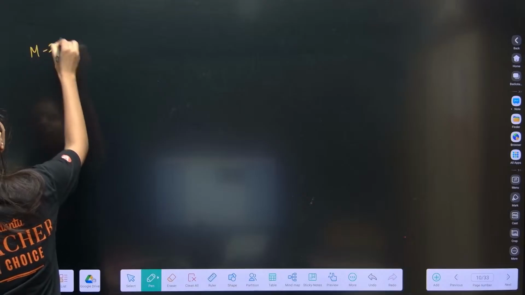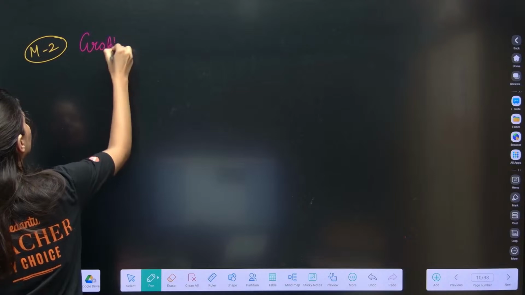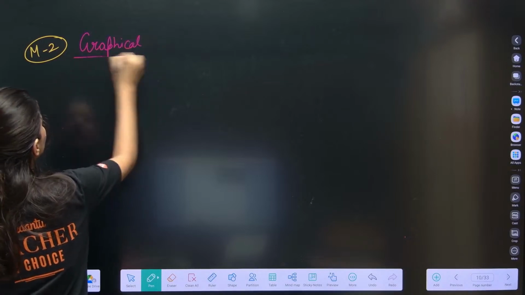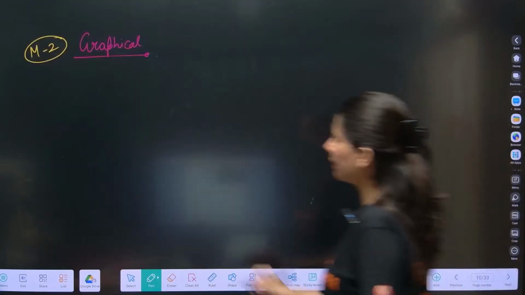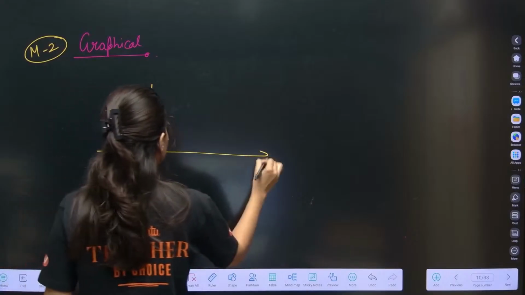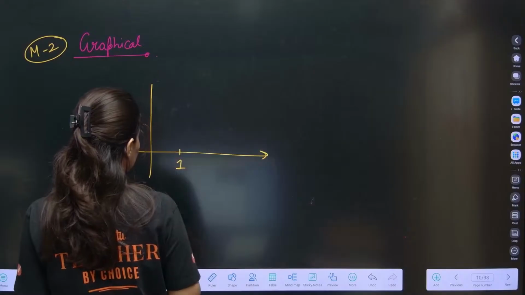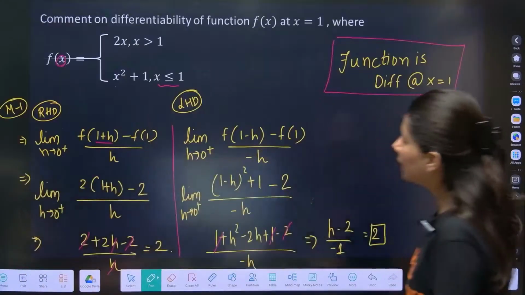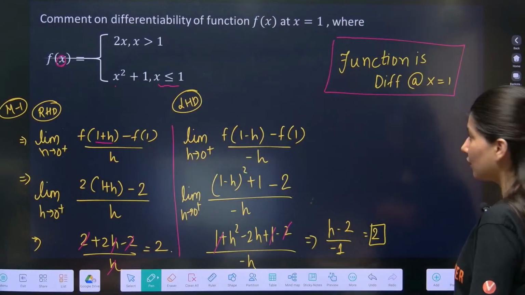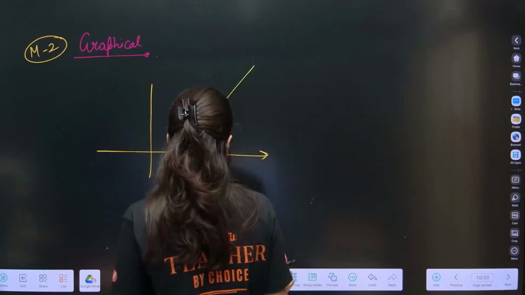Method number 2 is the graphical method. You draw the graph and that's it. So 2x for x greater than 1. For x greater than 1, there is 2x. To draw the graph for x greater than 1, 2x will look like this. And x square plus 1 for x less than or equal to 1. If you put 1, you will get 2. So x equals 1.